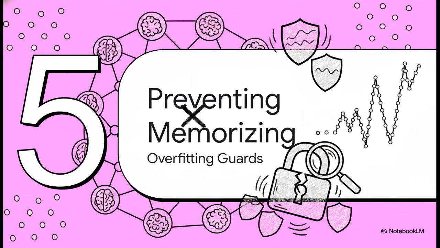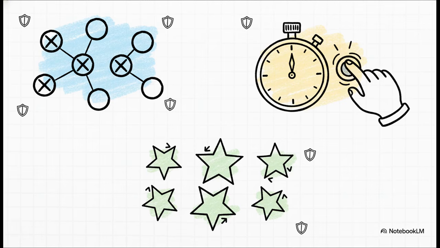Finally, let's hit Section 5, preventing AI from memorizing. You know, an AI can sometimes act just like a lazy student. It'll just memorize the test answers instead of actually learning the underlying concepts. In the field, this is a massive problem known as overfitting. To stop it, we deploy a suite of safety guardrails, collectively called regularization. These techniques are honestly brilliant.